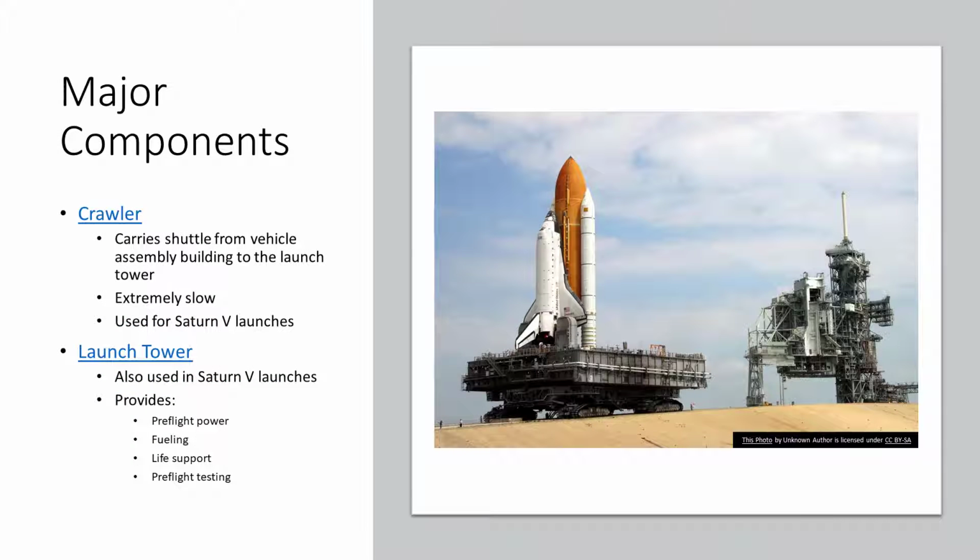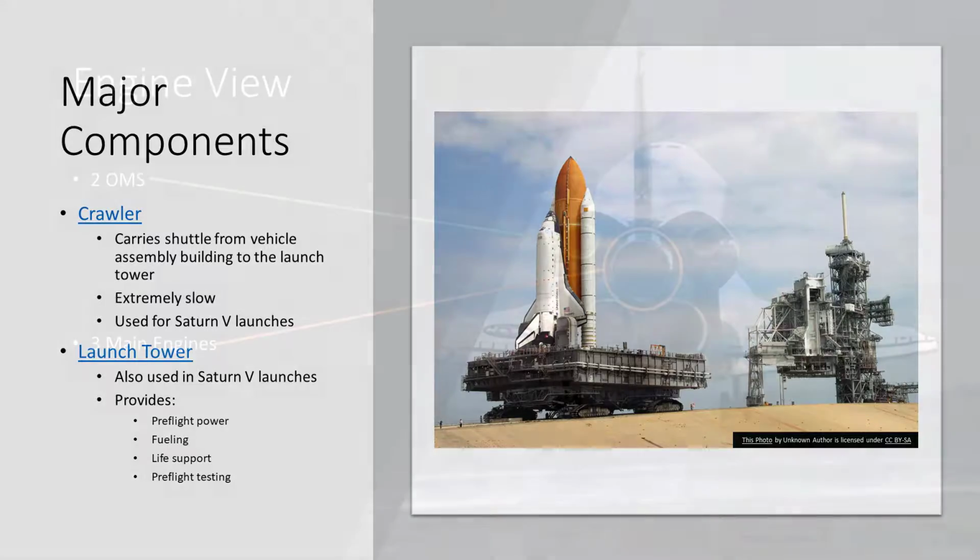2 other major components required for launching a shuttle are the crawler and the launch tower. The crawler is used as an assembly platform, transport vehicle, and launch pad. It actually moves like a really large and slow tank to carry the shuttle to the launch tower. The launch tower provides power, fuel, and connects the spacecraft to the Mission Control Center before launch.